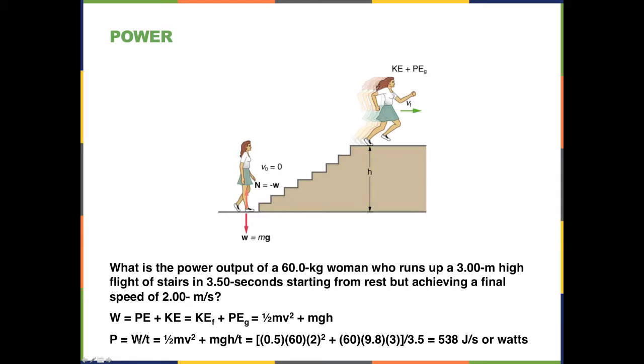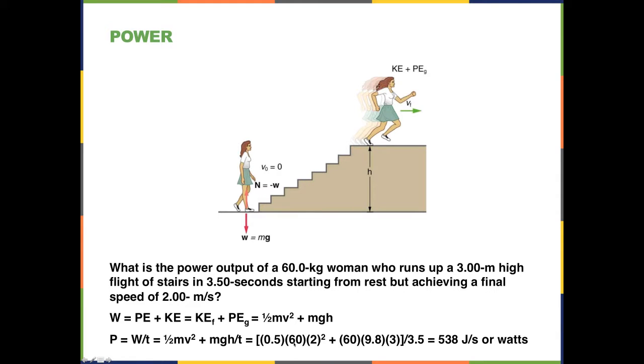And then remember that power is equal to work divided by time. And so you do all of this divided by the time in which she did it. So here is 0.5 times 60 times 2 squared.